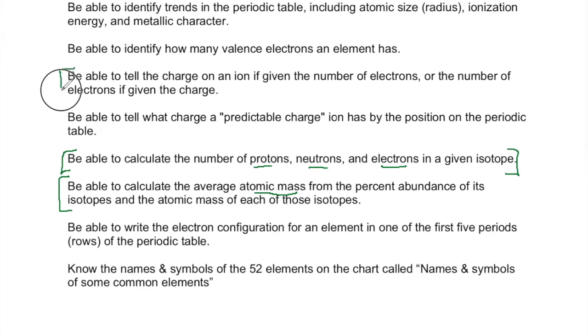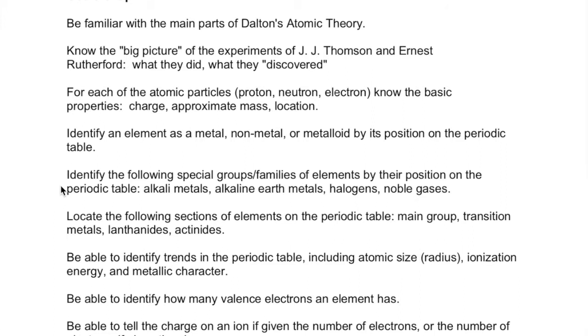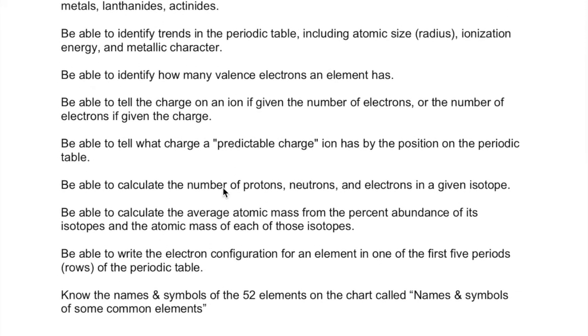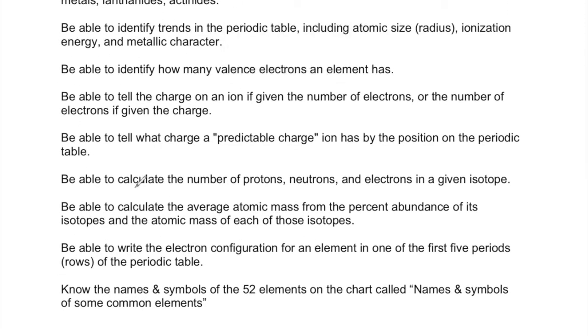Also, if elements have a different number of protons and electrons, we should be able to figure out the charge. So then we are going to take a look at the periodic table and identify where the metals are, the nonmetals, the metalloids, and also any special groups or families of elements. So just a little familiarity with the periodic table. And then we are going to take a look at electron configurations. So these are a little bit unusual if you've never seen them before.